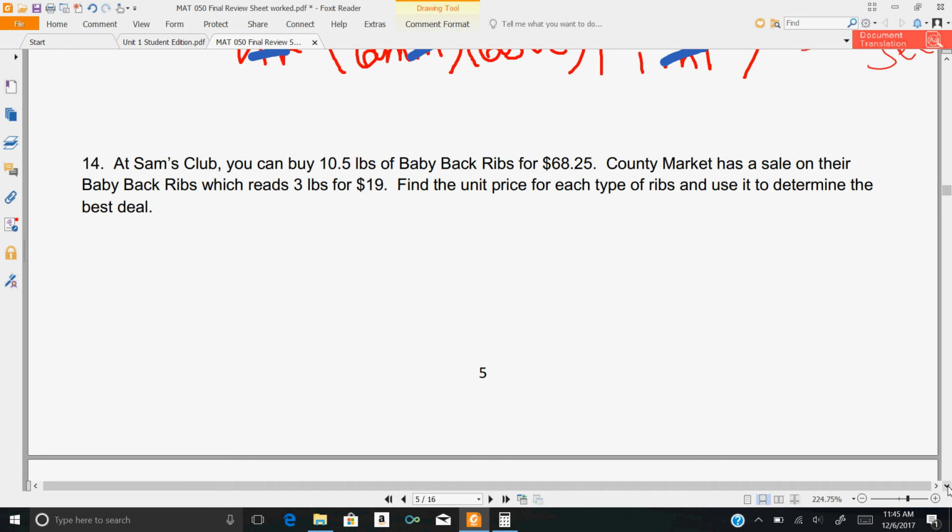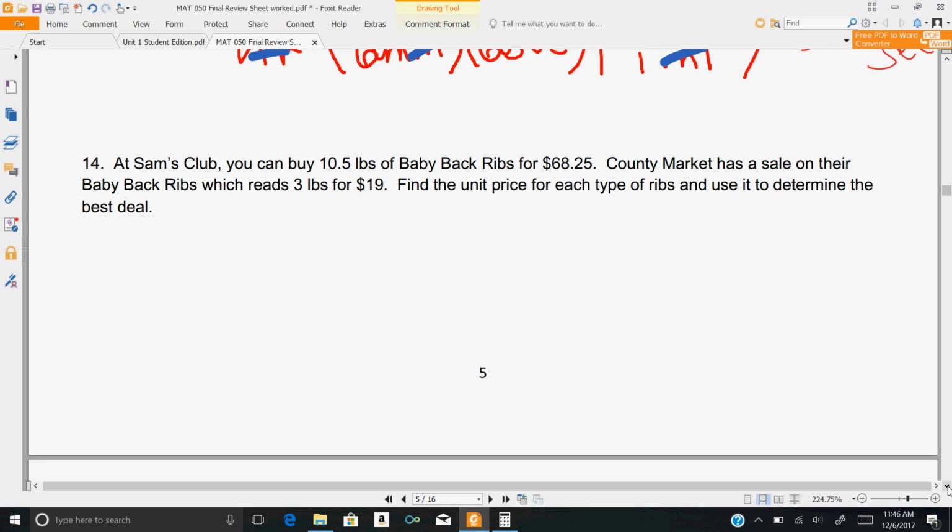If I want to compare things, I want to know how much things cost per pound. If I want 10.5 pounds of baby back ribs, I can get it for $68.25. But I could get 9 pounds for 3 times $19 at County Market. Or I could get 12 pounds for 4 times $19. The question is, how much am I paying per pound for each one? That tells me which one gives me the better deal.